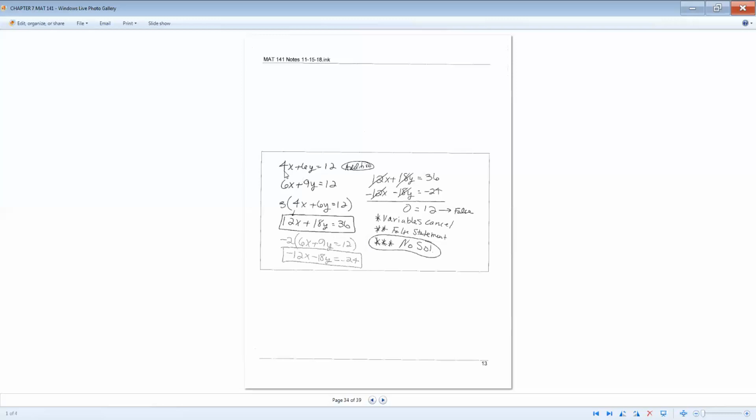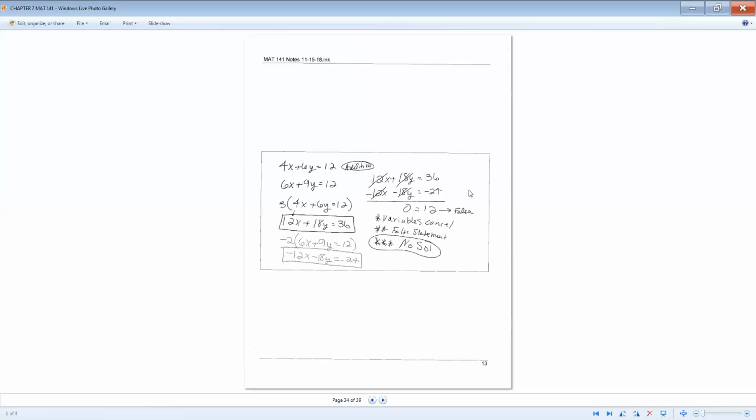So if I'm going to do that, I'm going to multiply this top equation by 3. That's what happens here: 12x plus 18y equals 36. And since everything's positive down here, I'm going to have to multiply the bottom equation by -2, because remember, I need a positive and negative representation of the number that I decided to change them into. That's -12x minus 18y equal to -24.